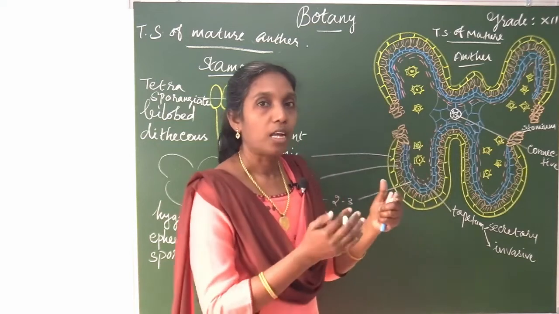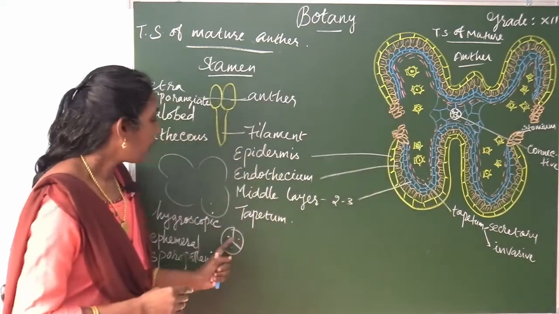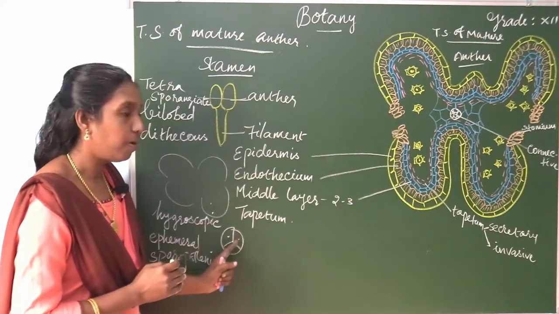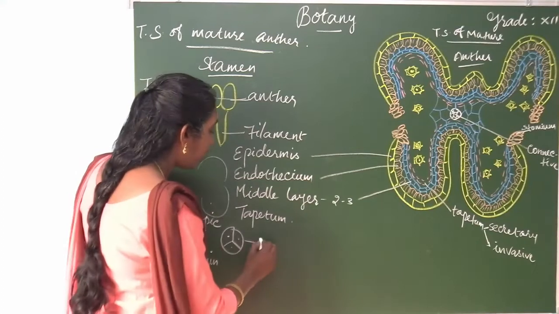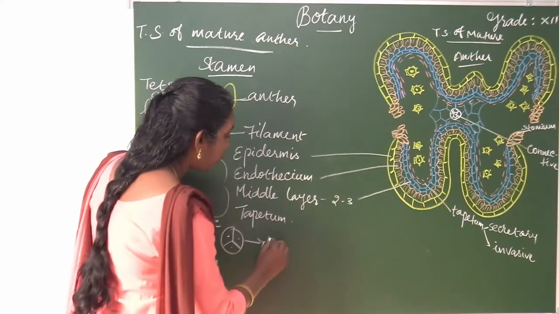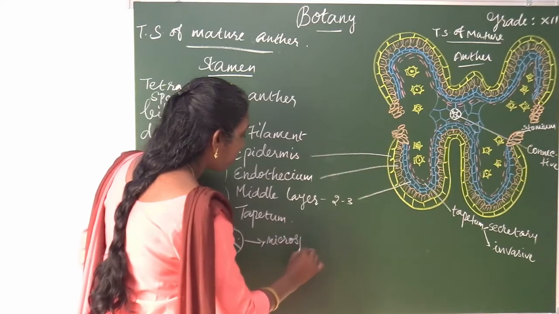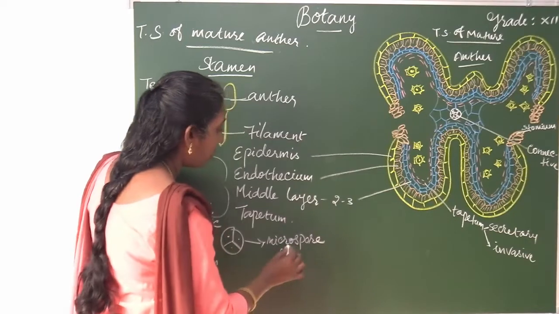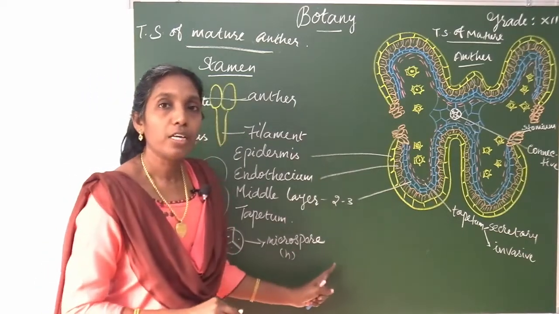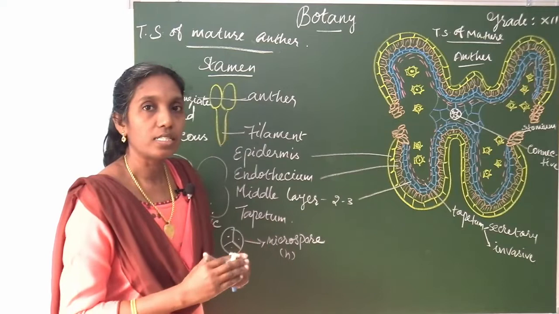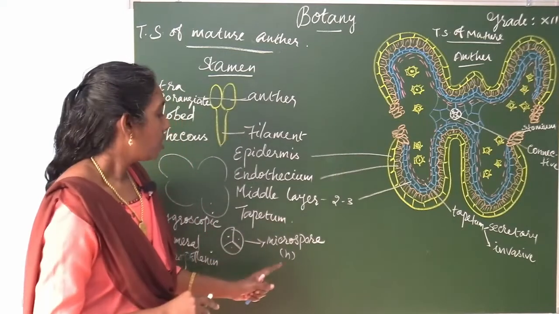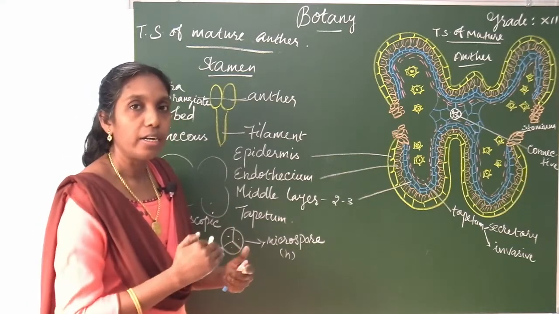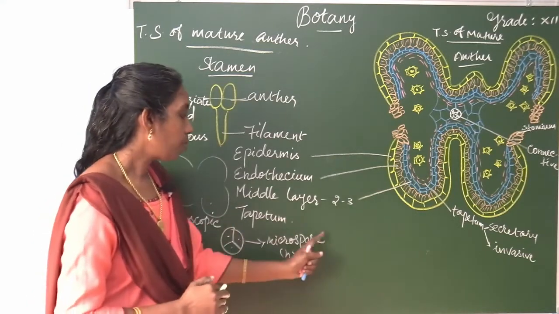Now, the microspore develops from the microspore tetrad. At first, the microspores are formed in the form of a microspore tetrad. From the microspore tetrad, it becomes microspores. This microspore is haploid. Microspore is the first cell of the male gametophyte. So, how is this microspore derived? When the microspore mother cell undergoes meiotic division, it forms microspore.